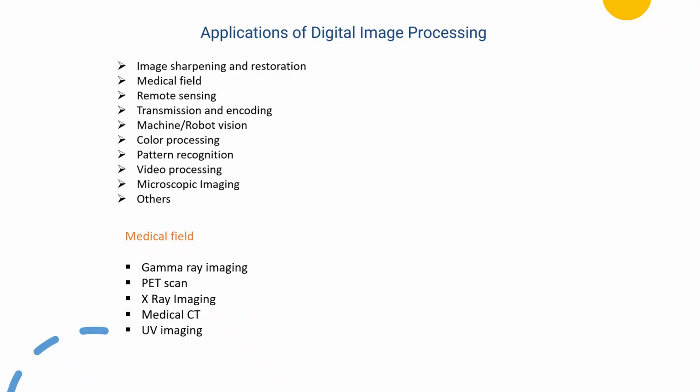Applications of digital image processing. Some of the applications we can see here are image sharpening, medical field, remote sensing, transmission, machine and robot vision, pattern recognition, microscopic imaging. Everywhere we can see, especially we are familiar with some of the medical terms like PET scan, X-ray, CT scan, UV imaging. These are also some of the samples of digital image processing applications.